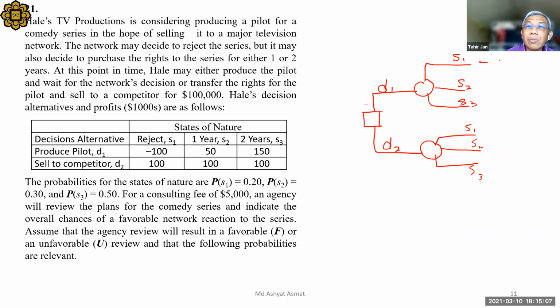Here negative 100, 50, then you make 150. The next one, you are selling at the same price in all conditions, 100, 100, 100. So this is a situation if the probability given there is 0.2, 0.3, 0.5. Do you know where I get it from? Here.